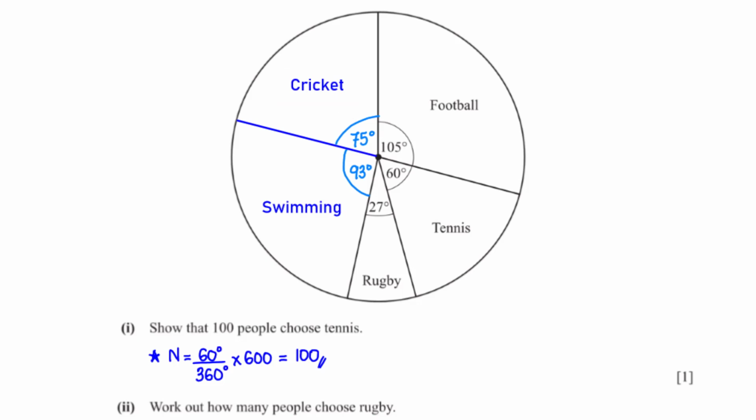When we subtract the sum of 75 degrees, 105 degrees, 60 degrees and 27 degrees from 360 degrees, we get 93 degrees, which represents the sector angle for the people who chose swimming.